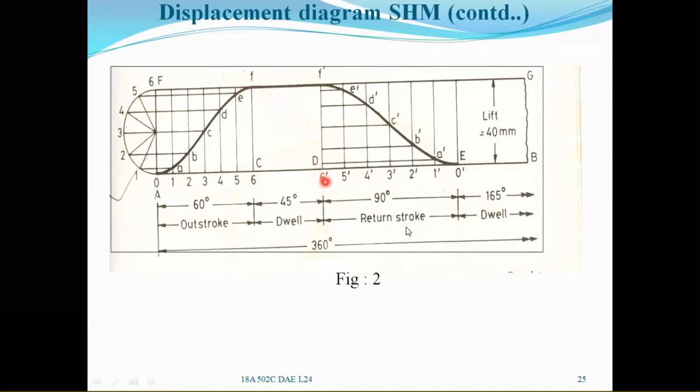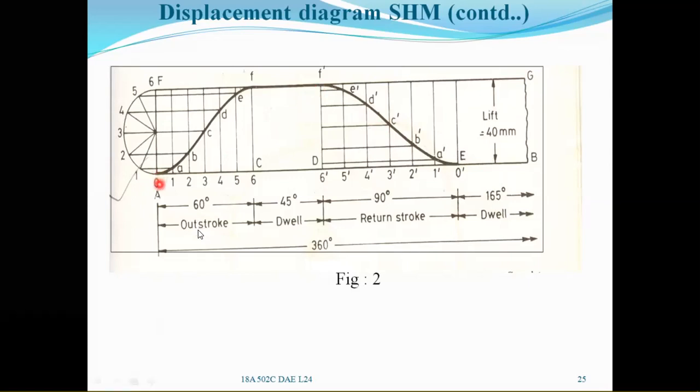And here also, let us see in the reverse direction: 1 dash and 1 will intersect at A1, and 2 dash vertical projector and 2 horizontal projector will intersect at B1, B dash, and 3 dash vertical and 3 horizontal will intersect at point C1. Similarly D1, E1, etc. So with this we can complete.